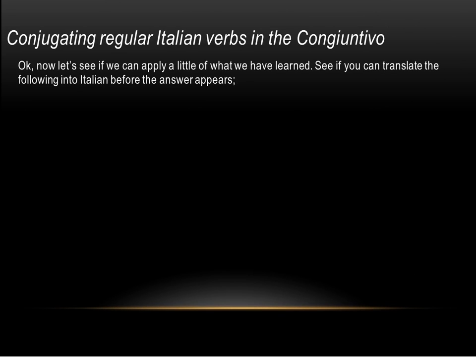All right, so we've talked about when we have to use the subjunctive tense, and we've talked about how to conjugate a verb in the subjunctive tense. Now let's see if we can apply a little of what we have learned. See if you can translate the following into Italian before the answer appears. I'll give you a few seconds. Here we go. In English, the sentence is, I think that he lies. What would that be in Italian? I think that he lies.